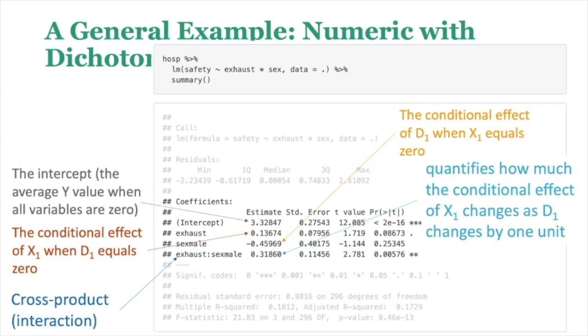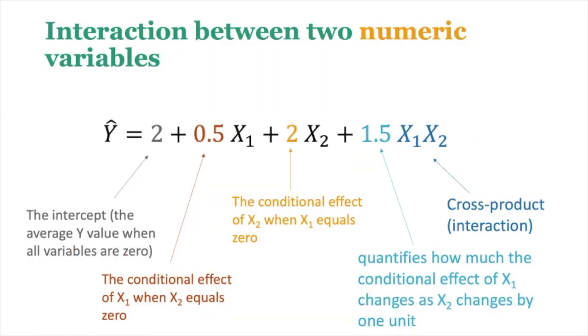It is 0.45-ish. So if you're female, the effective exhaust is 0.136. When you're male, the effective exhaust is 0.45, roughly. So it's important to note that the way we are interpreting that made it so we could say when you're male or when you're female, these are the effective exhausts.